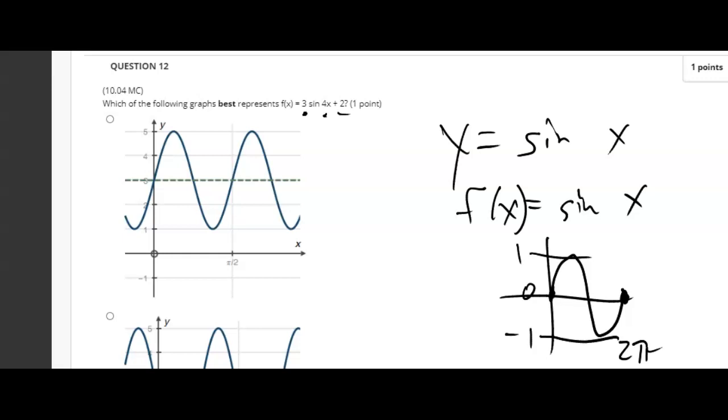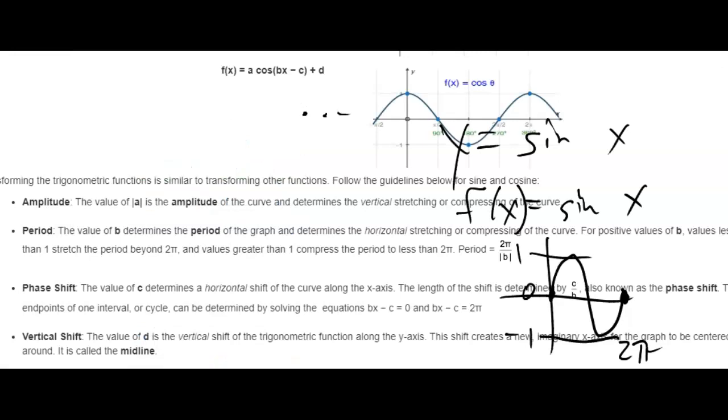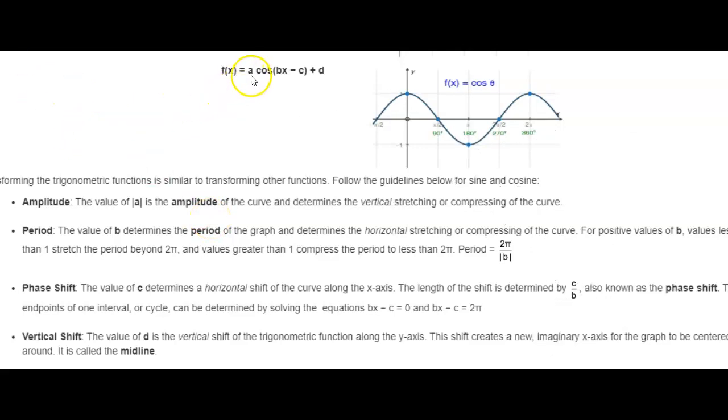Now it's important to refer to your notes and know how these things will change it. The a is what comes in front of the function, and the a is the amplitude. The amplitude is the vertical stretching, how many times it's going to increase it. So if it's 2, then the y value will go up to 2 from the midline. So that's the amplitude.